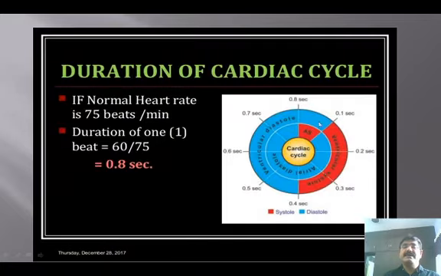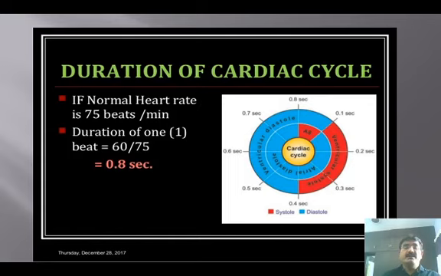Here is the diagrammatic presentation as I already explained. That is the complete cardiac cycle which takes place within 0.8 seconds. Among them, 0.1 second is required for the auricular systole, 0.3 seconds for the ventricular systole, 0.7 seconds for the auricular diastole, and 0.5 seconds for the ventricular diastole. The normal heartbeat takes place 75 times per minute, so the duration of one beat is about 0.8 seconds.